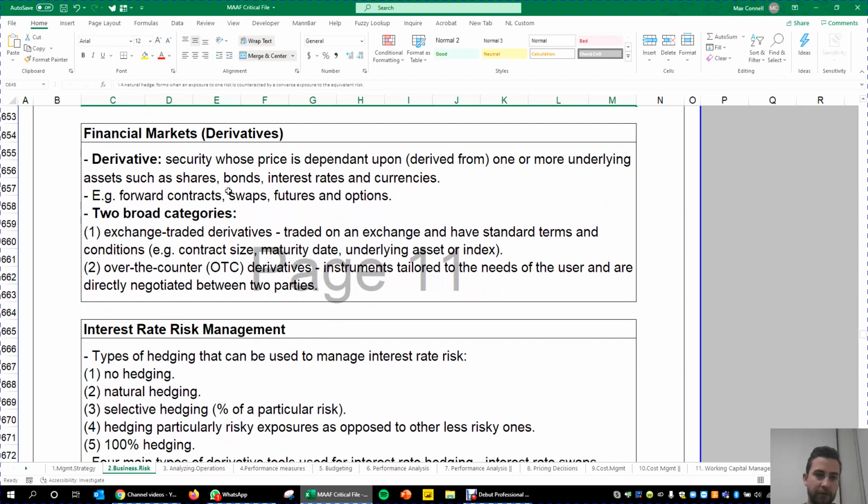Okay, and then we're talking about derivatives, which I mentioned before is actually one of the financial instruments you can use to hedge. So there's two broad categories. There's exchange-traded derivatives and there's over-the-counter derivatives. So exchange-traded derivatives are the ones you can just buy on the stock market and have standard terms and conditions. Over-the-counter is basically an instrument tailored to the needs of the user. It's something you'd set up directly between two parties.